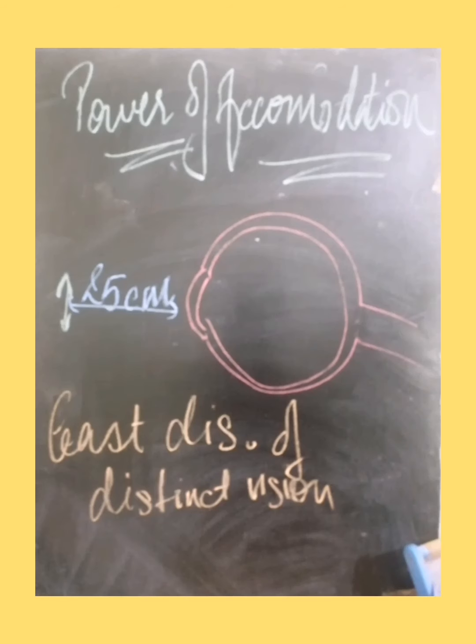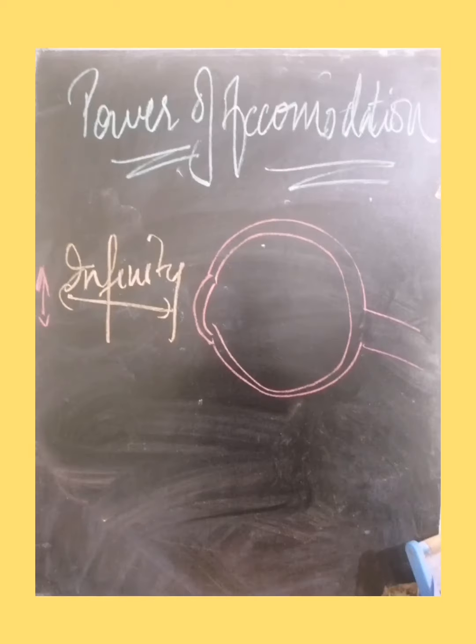Now this is the least distance of distinct vision. The least distance that we can see from our eyes is 25 centimeters. This is the distance at which an object can be seen most distinctly without strain, and it is called the least distance of distinct vision. Okay, we can also see at 24 centimeters, right, but it will cause eye strain or it will be blurry, right? So it is the least distance of distinct vision.